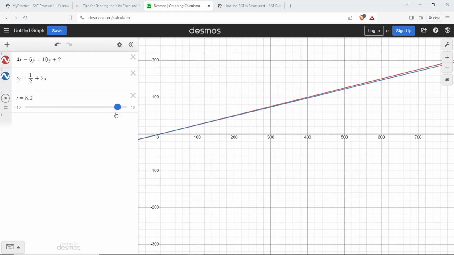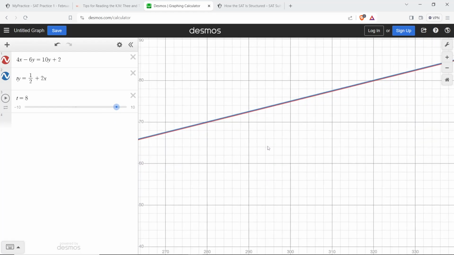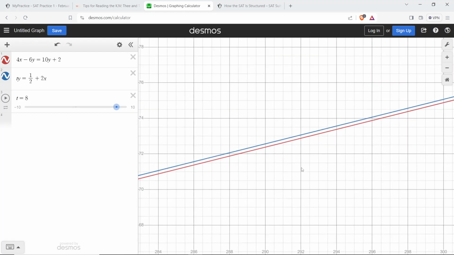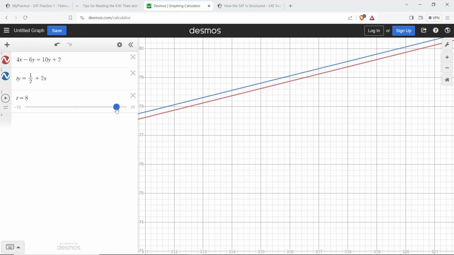I want to make these lines parallel so that they have no solution. And that looks pretty good. And then I'll zoom way in. And oh, look at that. They never cross. And the value is 8. So at t equals 8, they never cross.